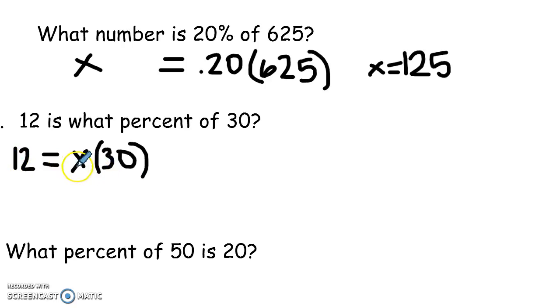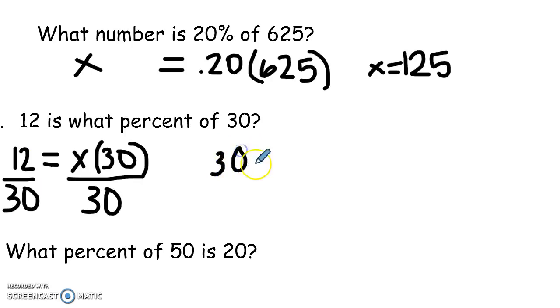I don't know what this percent is. And if I want to find the answer, I have to undo what's being done here. I'm multiplying 30 times x. So to undo multiplication, you need to divide by 30. I'm dividing by 30 because I want to get the variable, the x, by itself. So to solve this, you need to divide 12 divided by 30. So 30 goes on the outside, 12 goes on the inside.